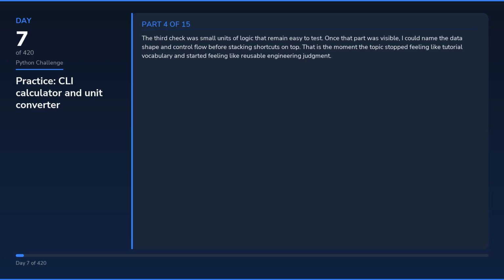The third check was small units of logic that remain easy to test. Once that part was visible, I could name the data shape and control flow before stacking shortcuts on top. That is the moment the topic stopped feeling like tutorial vocabulary and started feeling like reusable engineering judgment.